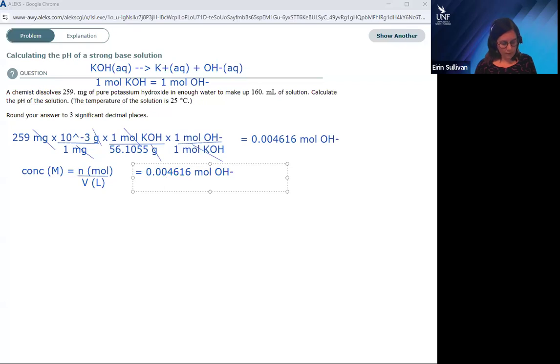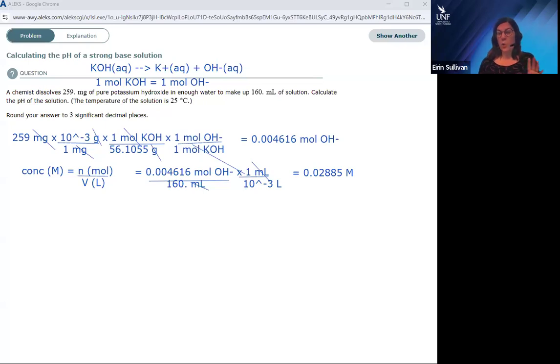Oh no, we were only given milliliters. How cruel. ALEKS is making us work for this one. So again, we're going to have to convert milliliters to liters. 1 milliliter is 10 to the power of minus 3 liters. So that should sort us out. Dimensional analysis is our friend. So now we're going to have concentration in units of moles per liter. Okay, so that should shake out to be 0.02885 molarity or thereabouts. Okay, so that's our concentration of hydroxide.